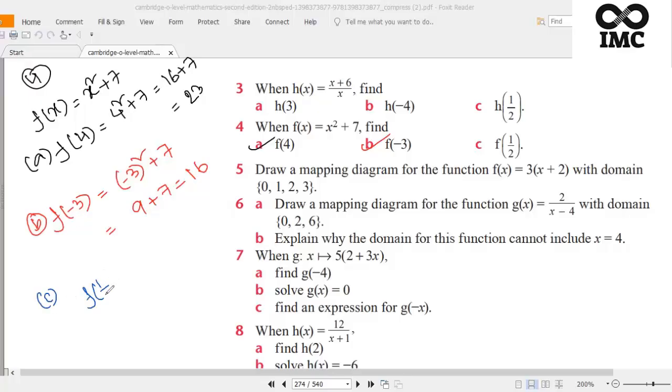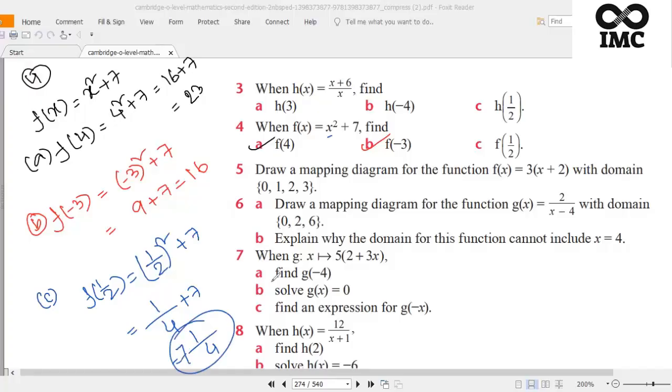Now question number C. F of 1 by 2. So here instead of x, we'll put 1 by 2. So 1 by 2 whole square plus 7. 1 by 2 whole square means 1 by 4 plus 7. So 7 fours are 28 plus 1, 29 by 4. Or we can write 7 whole 1 by 4. This is our final answer.